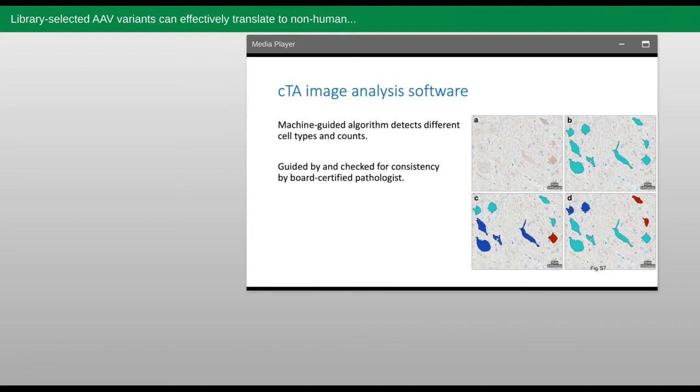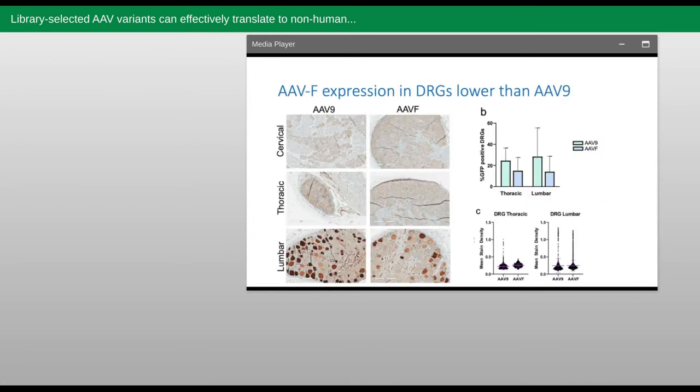It's a machine-guided algorithm that looks for different shapes to identify cell types and counts. It's guided by, trained by, and then checked by a board-certified pathologist at every stage to make sure we're counting the right cells. Groups such as Jim Wilson's in the last few years have reported dorsal root ganglion toxicity in non-human primates following AAV administration, particularly at high doses.